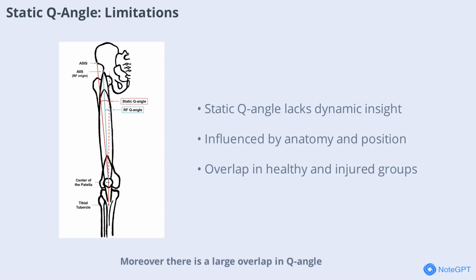Moreover, there's a large overlap in Q-angle values between people with and without knee pain, making it difficult to set a clear threshold for what is considered abnormal. Most importantly, the static Q-angle fails to capture the dynamic changes that occur during activities like walking, running, or jumping, which are often when injuries happen. This has led researchers to question its clinical significance and seek more functional assessment tools.